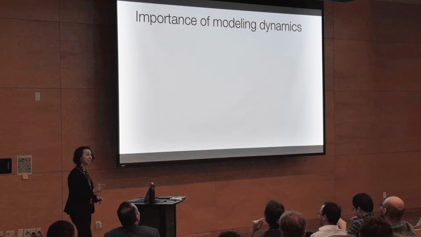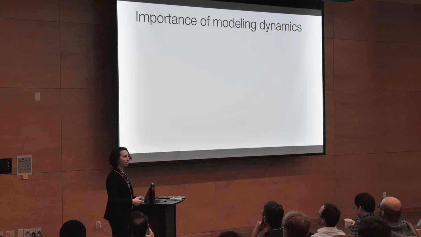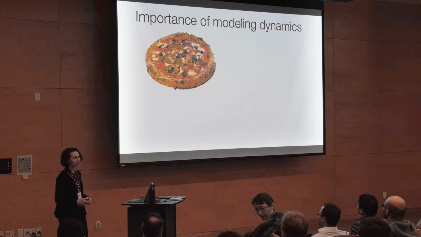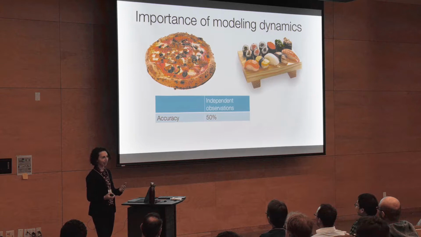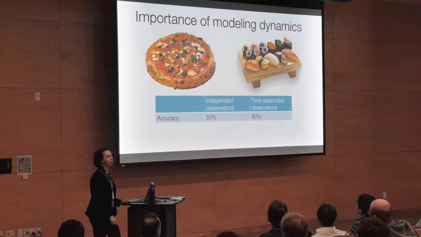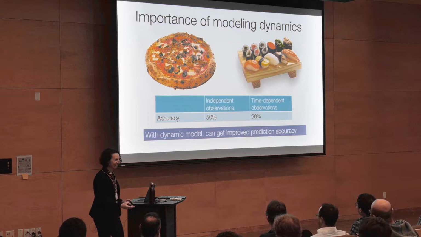Well, to see why this is a bad idea, let's think about a situation that I'm faced with every week when I try and choose a restaurant for my family. Because my son always wants either pizza or sushi. And if I'm just going to guess at random which he wants, I'm going to get it right about 50% of the time. But if I leverage the fact that if we just had pizza, he's very likely to want sushi or vice versa, I can get much better predictive accuracy, maybe something like 90%. So hopefully I've proven to you that capturing the temporal dependencies is actually really important.